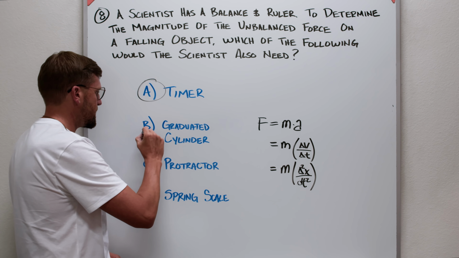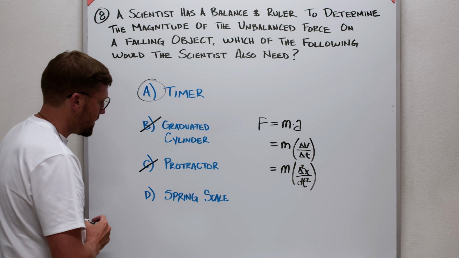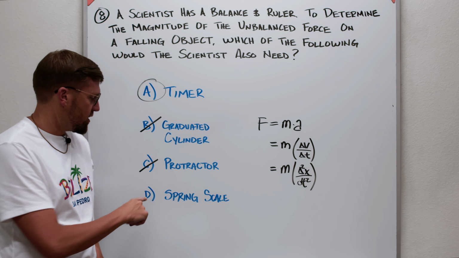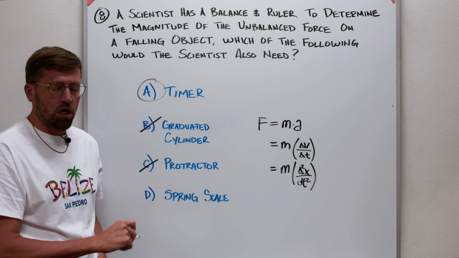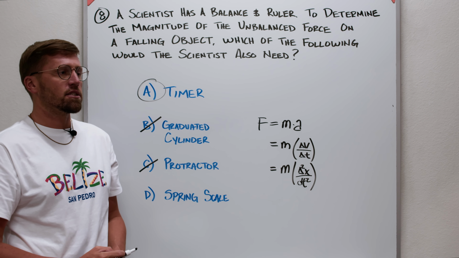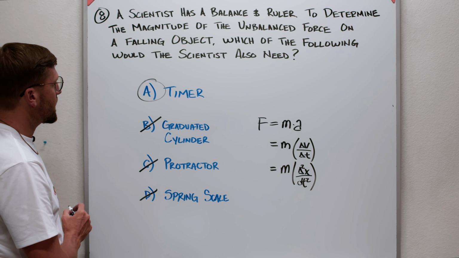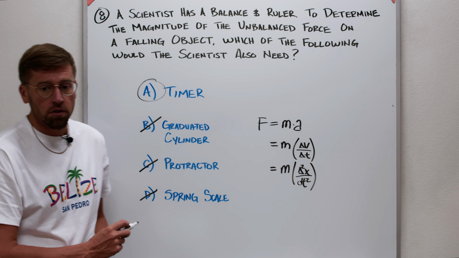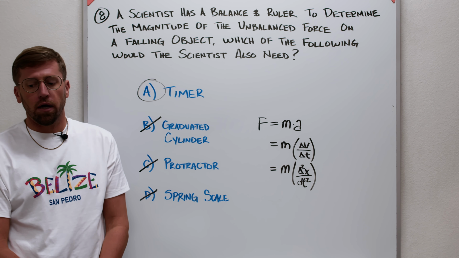Hopefully we know that graduated cylinders measure volume, protractors tell us angles and geometry. Spring scales, weirdly enough, this one you could get to a force using a spring scale. You would need to know a couple other pieces of information, such as the spring constant. But the best answer in this case, just Newton's second law, is that we would need a timer additionally to a balance and a ruler. That was question 8.